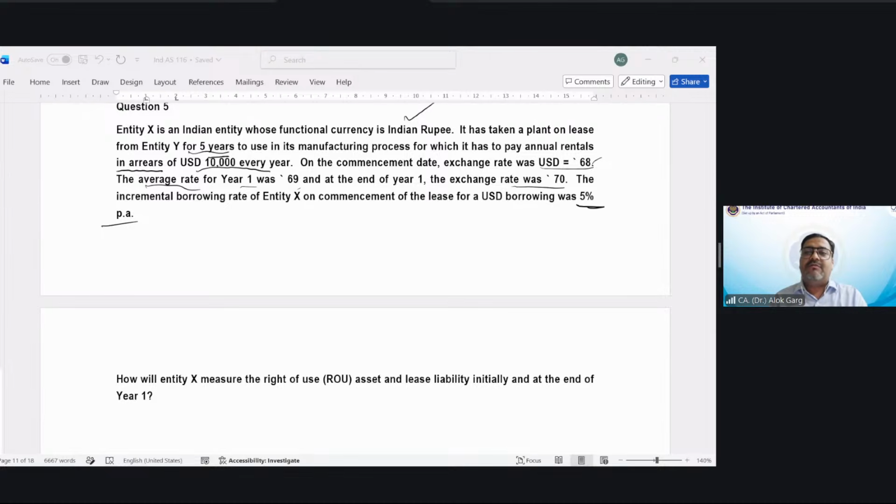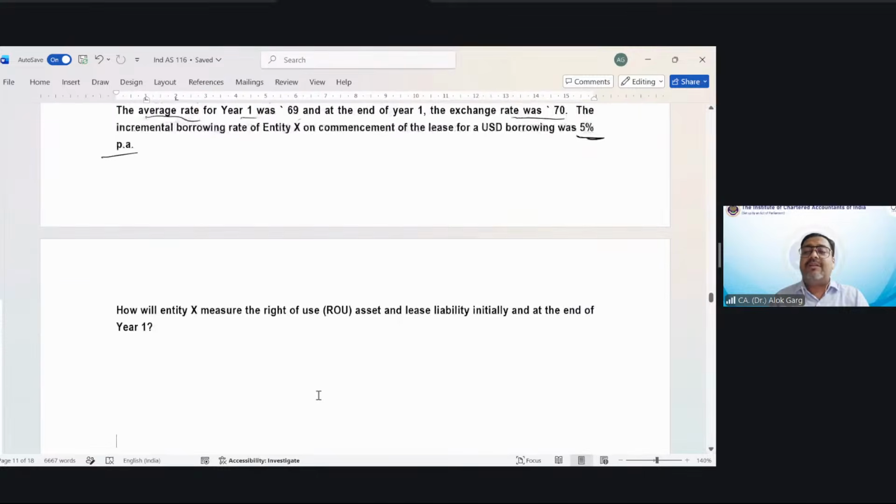Now, what information do we have? We have the information that the end of year rental is $10,000. Then the question has given you the lease period of 5 years, the exchange rates, and the discount rate also. So my dear friends, let's solve this question. The ask of the question is, how will entity X measure the ROU asset and lease liability initially and at the end of year 1? This is the question, my dear friends.